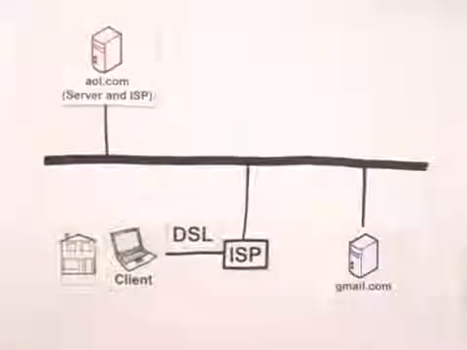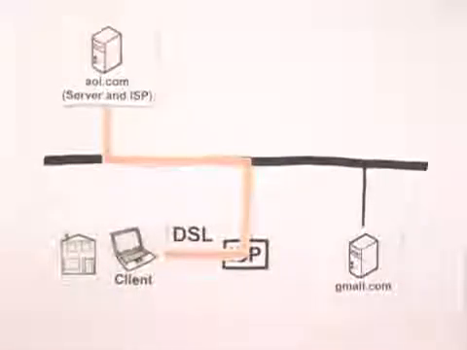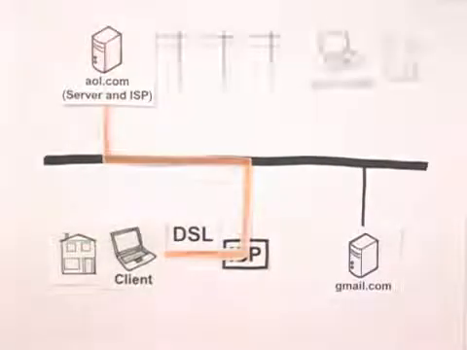Now let's pretend that I want to visit AOL.com, which is coincidentally both a server and an ISP. I hop onto my laptop with DSL, go through my ISP, onto the Internet, and look at AOL.com. My computer connects with AOL.com, and I can look at its web pages.